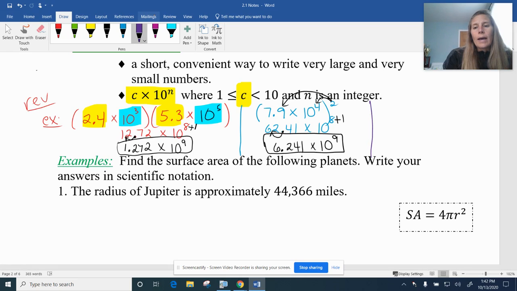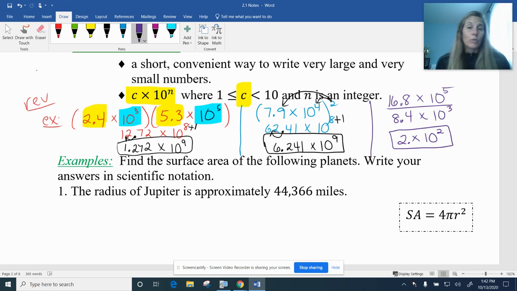So let's say you had 16.8 times 10 to the 5th divided by 8.4 times 10 to the 3rd, let's say. Well, 16.8 divided by 8.4 would just give you 2. And then here you would subtract those exponents and you would get 10 to the 2nd. Now this is already in scientific notation, so I don't have to worry about moving my decimal or anything, so I can just leave it.